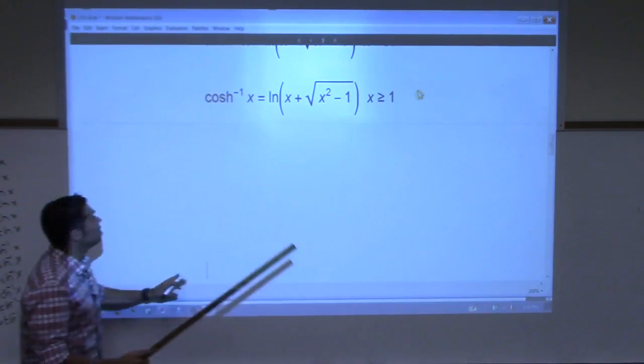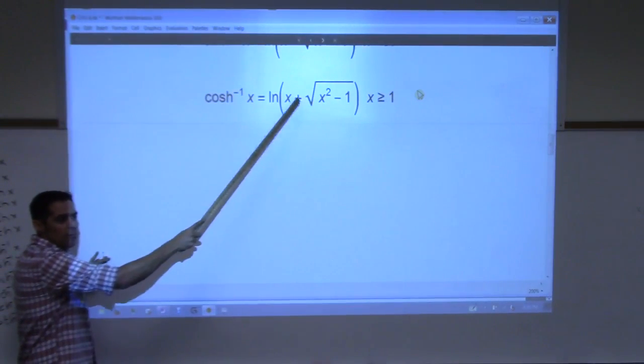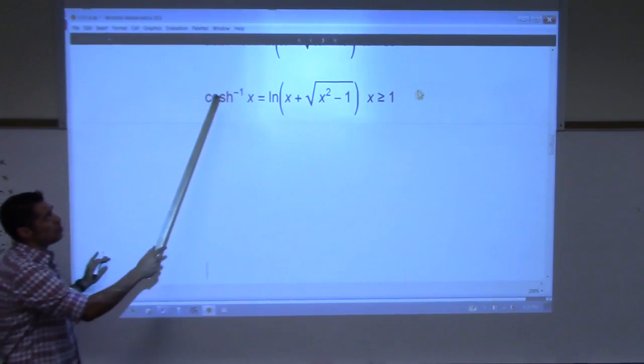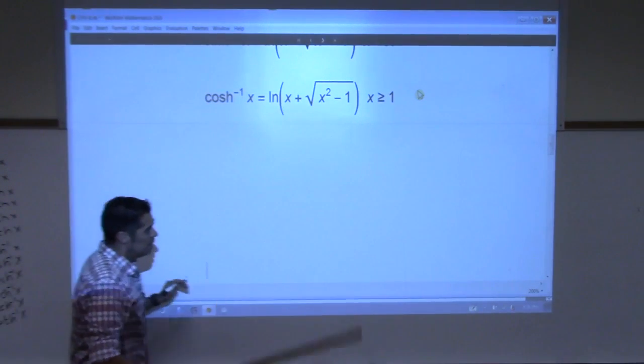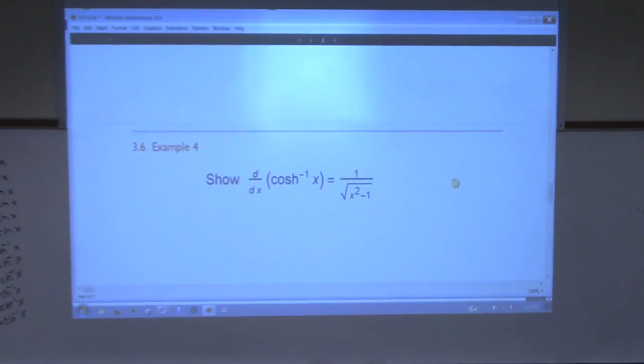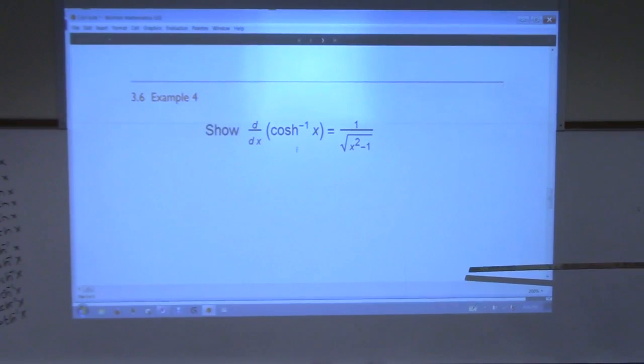I don't want people to be confused. I'm not asking us right now to prove that this is true. We're just going to take this on faith that this is true. What we're asking now is to show that the derivative of this is this right here. You see that right there? We just want to show that the derivative of that inverse hyperbolic cosine function is this.